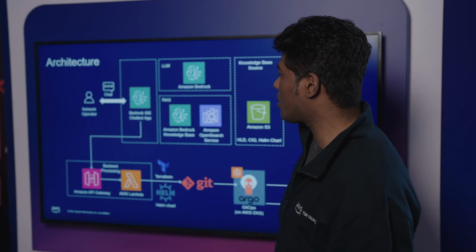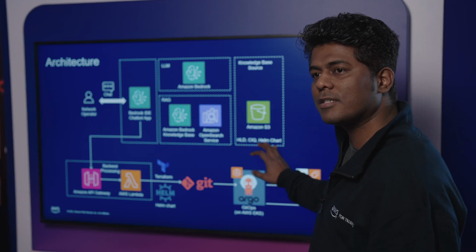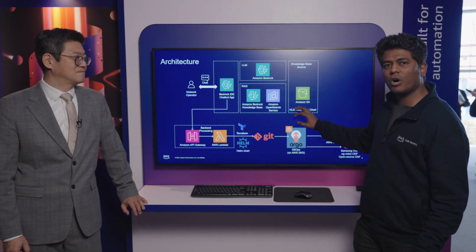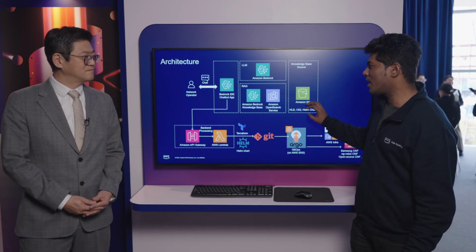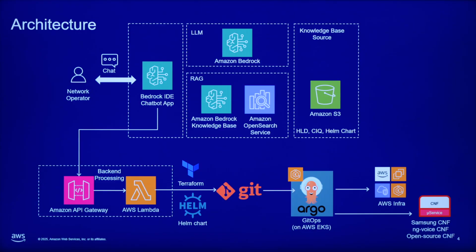Amazon Bedrock also provides a knowledge base where all of the artifacts from the customer and the vendors are stored. Basically, the LLD, the low-level design documents, the high-level design documents, the CIQ, and the user guides that are provided by the customer, which are stored in the storage. Amazon Bedrock then chunks this information and stores it in the Amazon OpenSearch Serverless vector database.